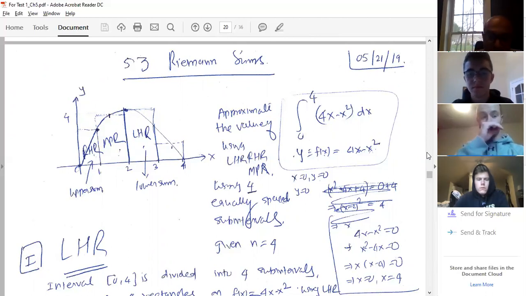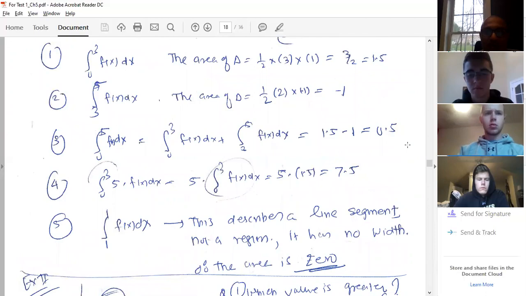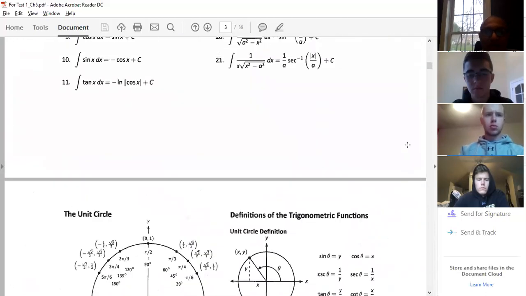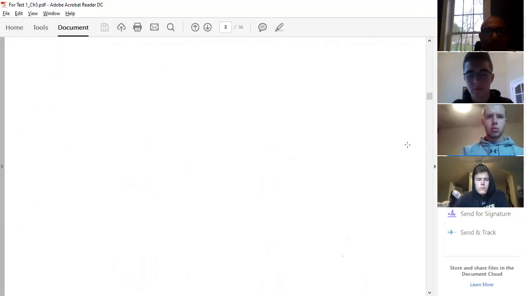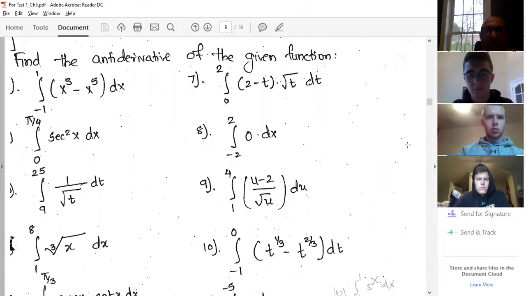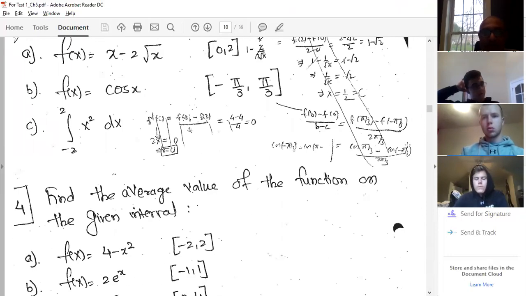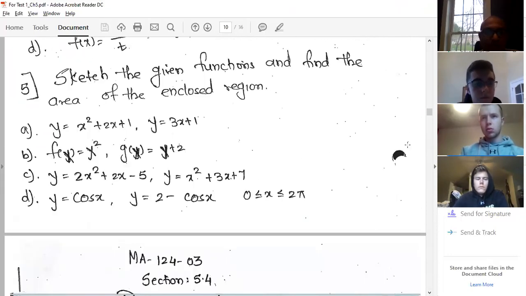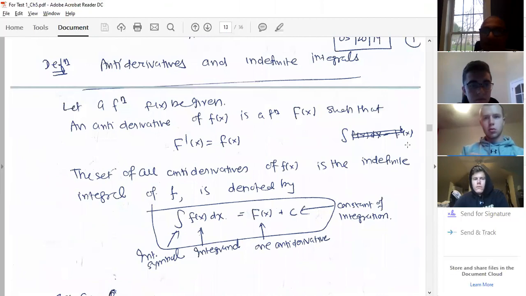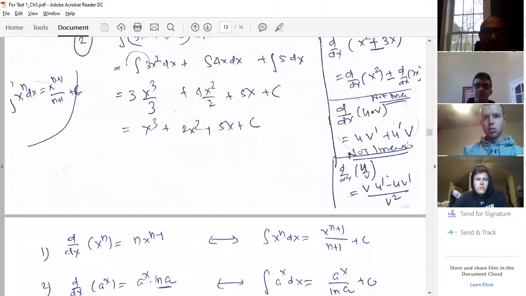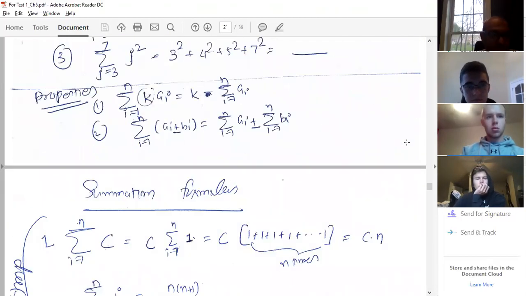Okay, guys. Now, let me check this part too. Find the antiderivative. No, it's just antiderivative. This is article 5.4. I have not included 5.3, but I will give you 5.3 separately. Don't worry. I think 5.3 is missing, but anyway, I will try to figure it out. So 5.3, it's not here. I have to create some examples for you.